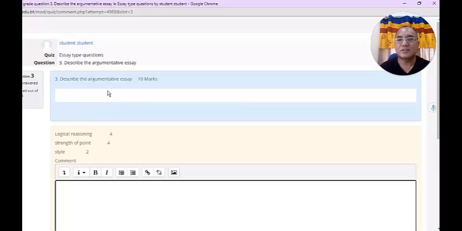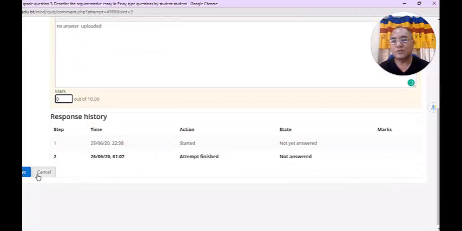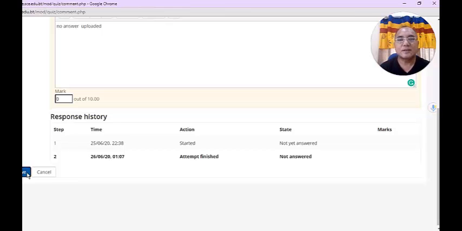That is very important, that teachers must know. Either students would have typed here or they would have uploaded handwritten answers here. But since I don't see it, now I cannot do anything. So what I will say is no answer uploaded. So what I do is straight away give 0 because there is no answer. This is what happens when the student doesn't answer, and then I save it.